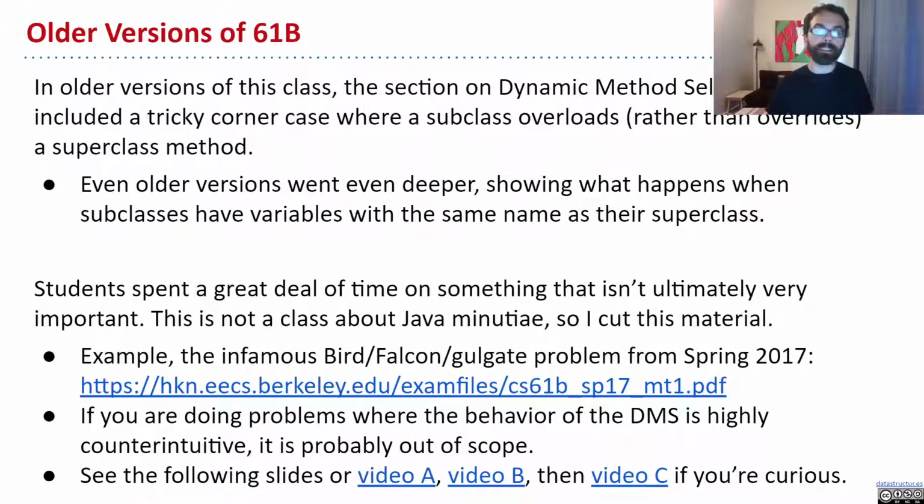So I think the bottom line is that if you're doing problems that involve dynamic method selection and wildly counterintuitive things seem to be happening, you're probably looking at the older out of scope material where we covered things we don't cover anymore.